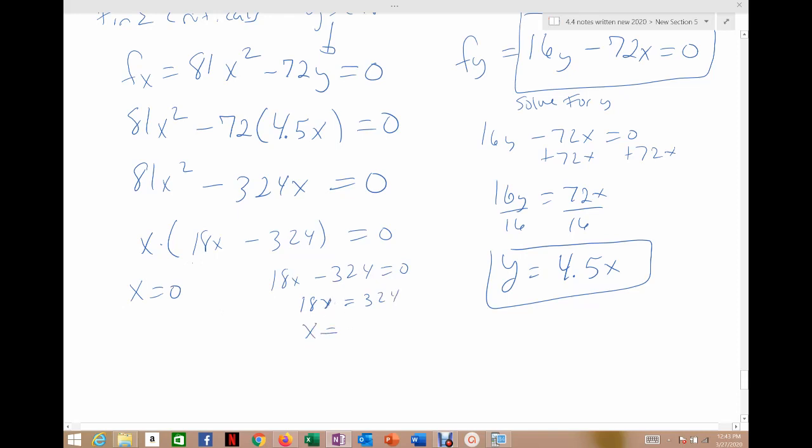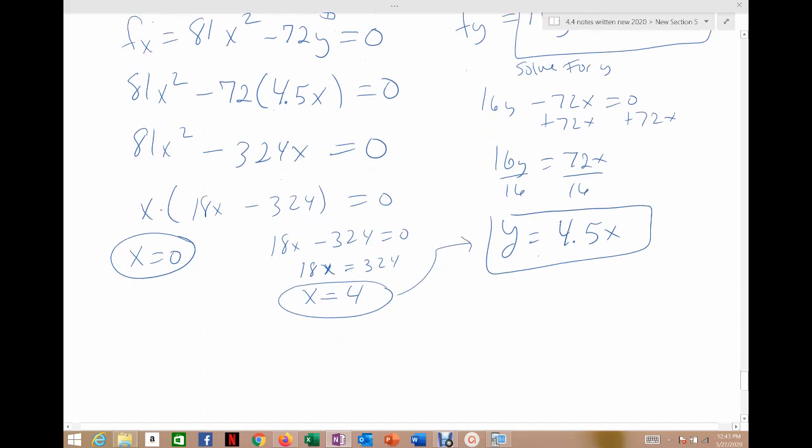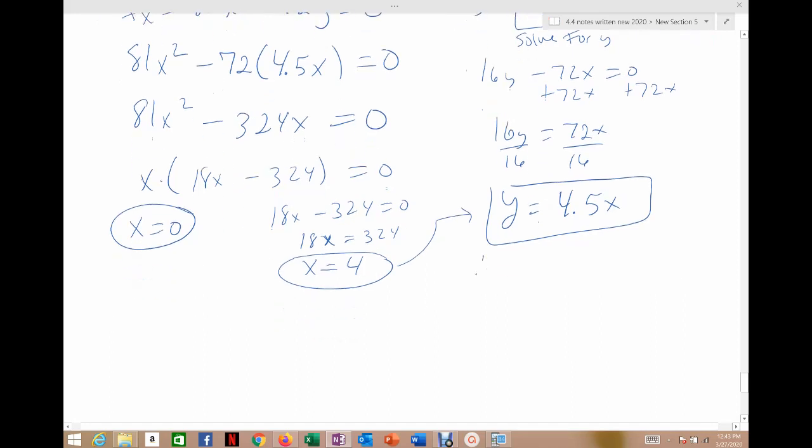So 324 divided by 18 comes out 4. Alright, so I'm going to have two critical values. I'm going to plug in my x values here to find out what my y values are. So when I plug in 0 for x, I get out 0 for y. So there's one critical value, 0, 0. And then I'm going to plug 4 in here for x. So y is going to be whatever 4.5 times 4 is, which is 18.